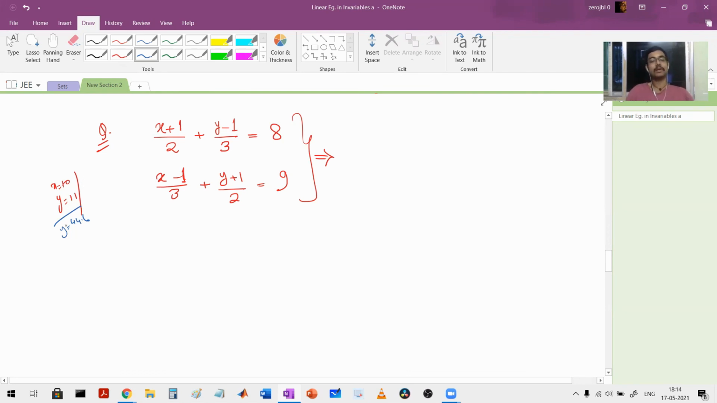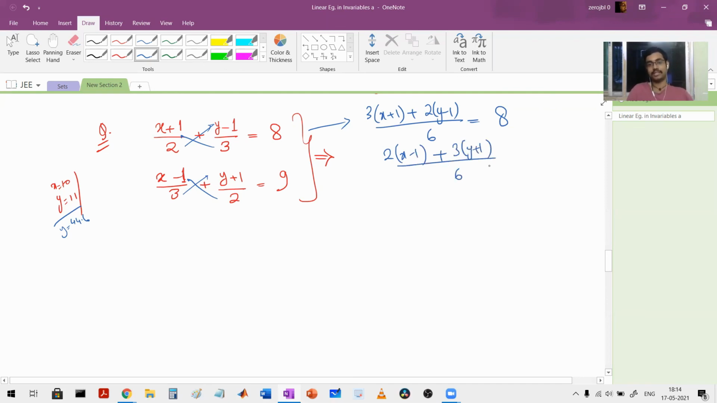Okay. This was meant to confuse you. You cannot assume any variables here because these are different in both the cases. What do you do? You simply cross multiply first. Cross multiply. You get 3 into x plus 1 plus 2 into y minus 1 by 6 is equal to 8. You cross multiply this, you get 2 into x minus 1. You are taking LCM and adding it. That's all I'm doing in one step. Is this clear? I just simply added the two fractions that were there.